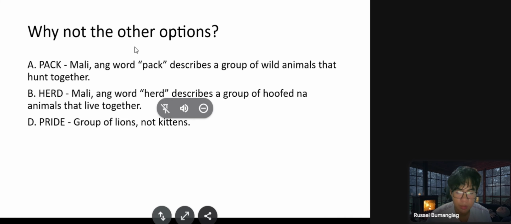So ano man dili pack? Mali. Ang word pack describes a group of wild animals that hunt together. And herd sad mali kay ang word herd describes a group of hoofed na animals that live together, and pride group of lions siya dili kittens. So this is why these are wrong.